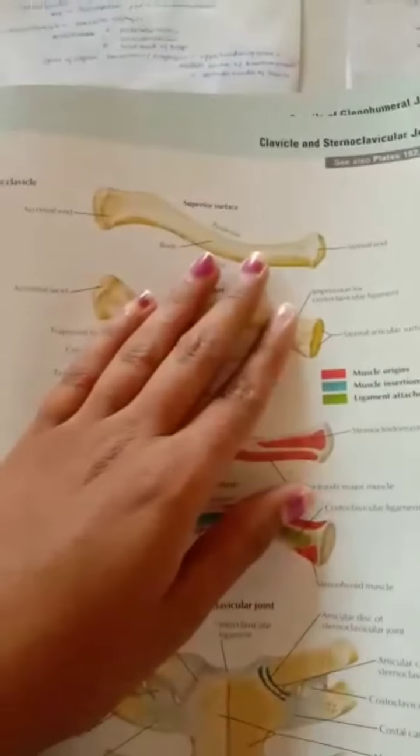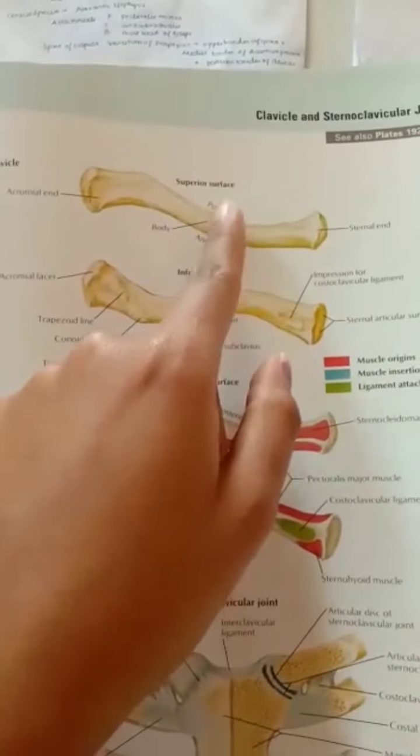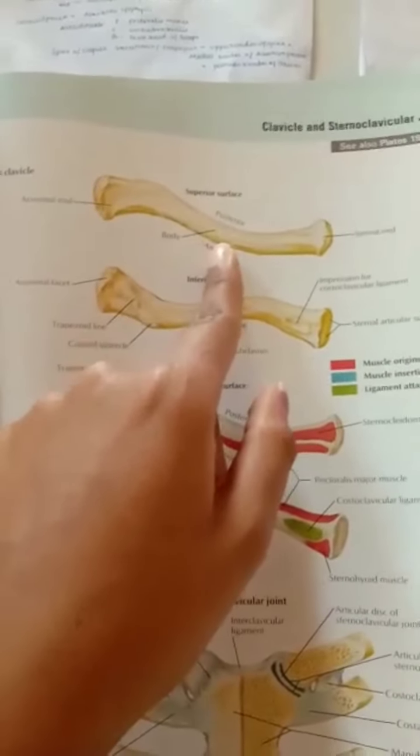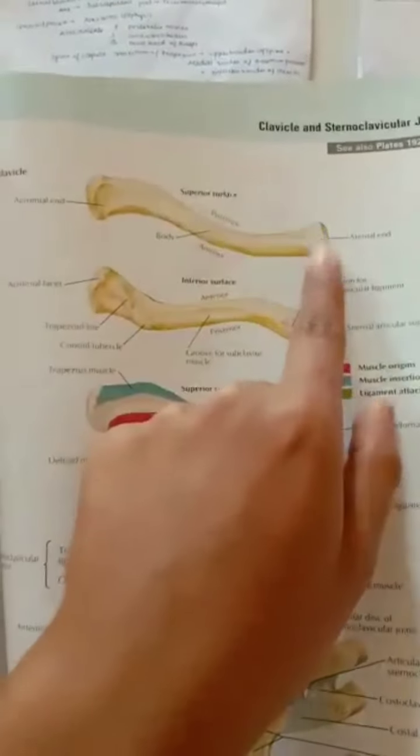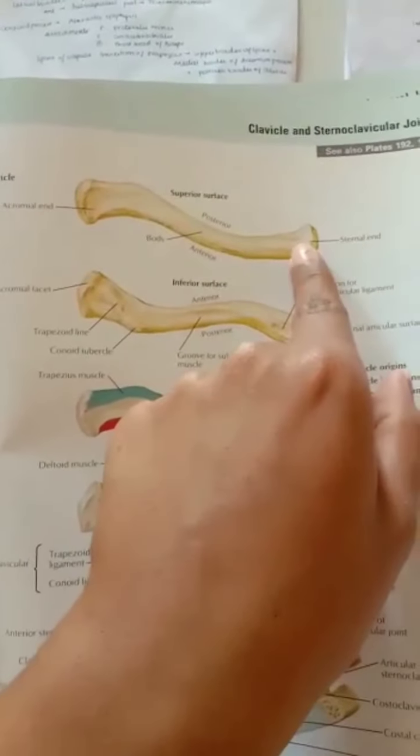And the most common site of fracture is the junction between the medial 2/3 and the lateral 1/3. So this is the most common site of fracture. It has two ends, that is the sternal end and the acromial end. The sternal end forms the sternoclavicular joint with the sternum. It is a type of saddle joint, and it is a synovial type.